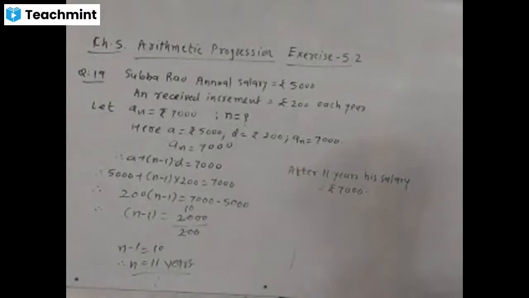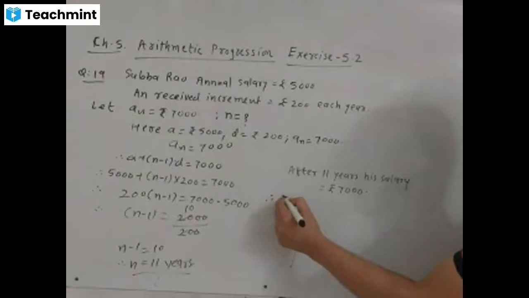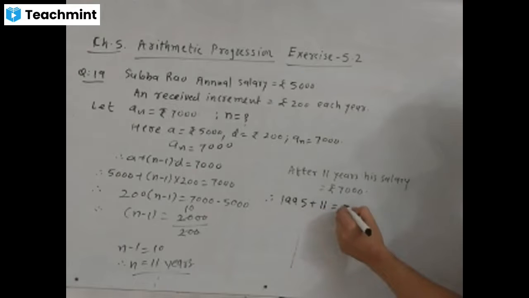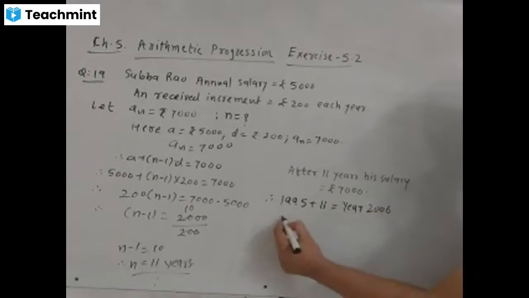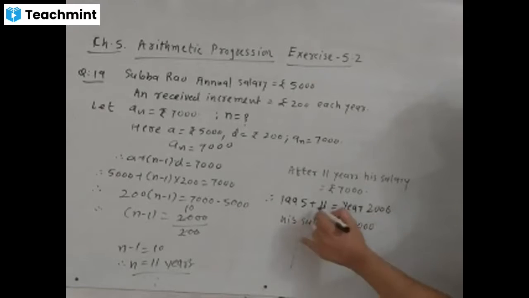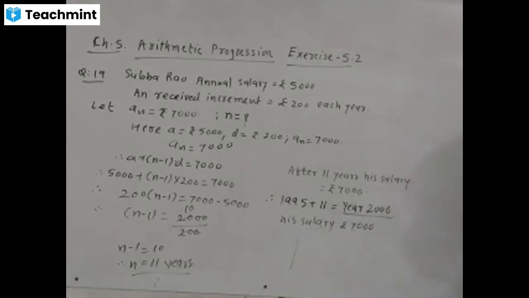In which year? 1995 plus 11 years is equal to the year 2006. In the year 2006, his salary is rupees 7,000.